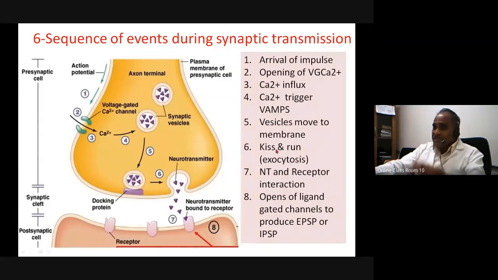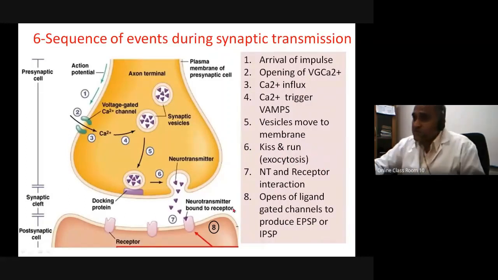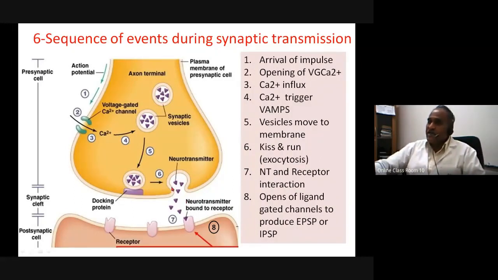Then the 6th is the kiss and run. For the exocytosis, what happens here? The vesicle comes here, touches this membrane, and just runs away. It runs away back. Maybe in the next class I will talk in a little more detail. So that means a kiss and run, that means exocytosis. It touches this membrane, releases the neurotransmitters, runs away, closes this, and carries this empty vesicle. Now, the transmitter released is here in this synaptic cleft.